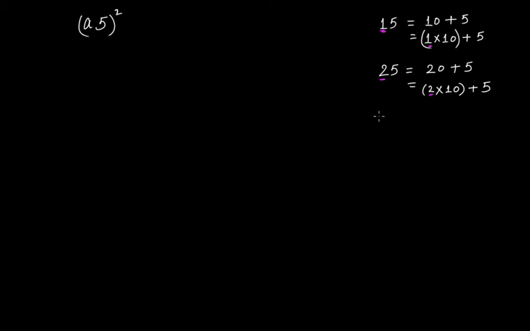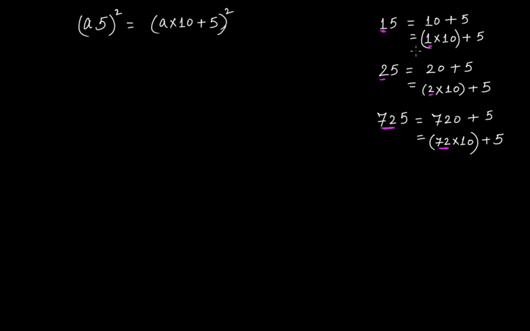In the same way, if our number is 725, this 725 can be written as 720 plus 5, and this 720 can be written as 72 times 10 plus 5. This 72 is here. So can you see the trend here? Same thing we are going to do here. We can write this a5 as (a times 10 plus 5) squared.